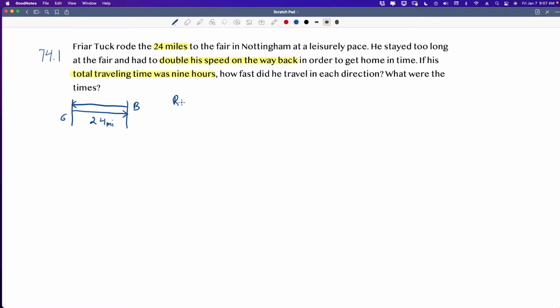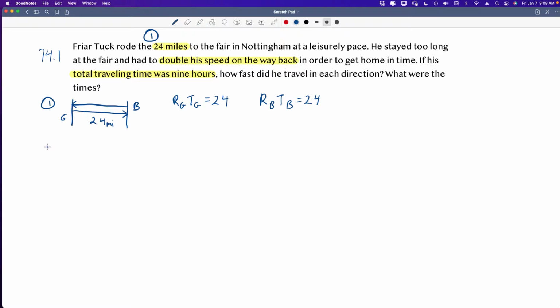We can say the rate going times the time going is equal to 24 miles, because the distance was 24 miles. We can also say that the rate back times the time back is equal to 24 miles. That's pretty easy to do with just this one little bit of information. We got this one diagram, which gave us these two equations. You're going to want to write all that down, how you do that. This was information 1, and we got all of this from information 1.